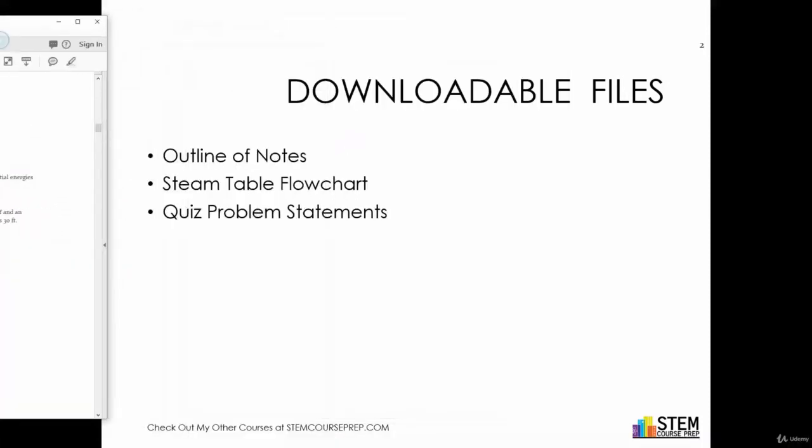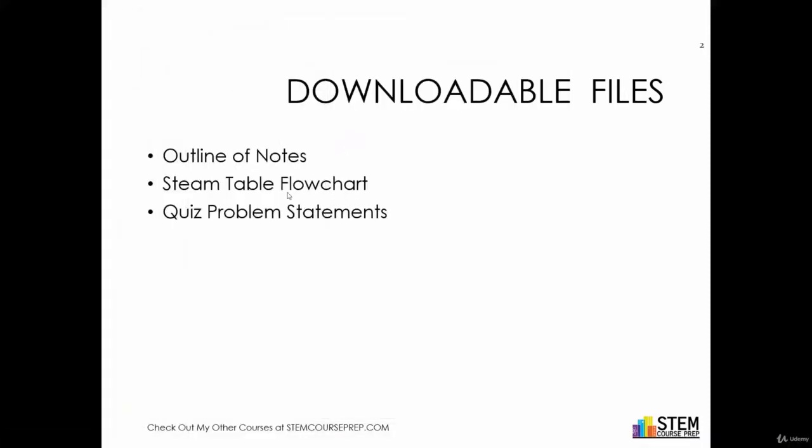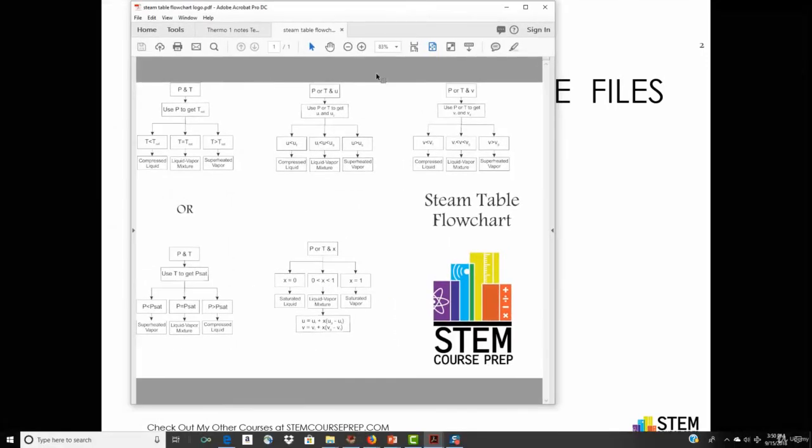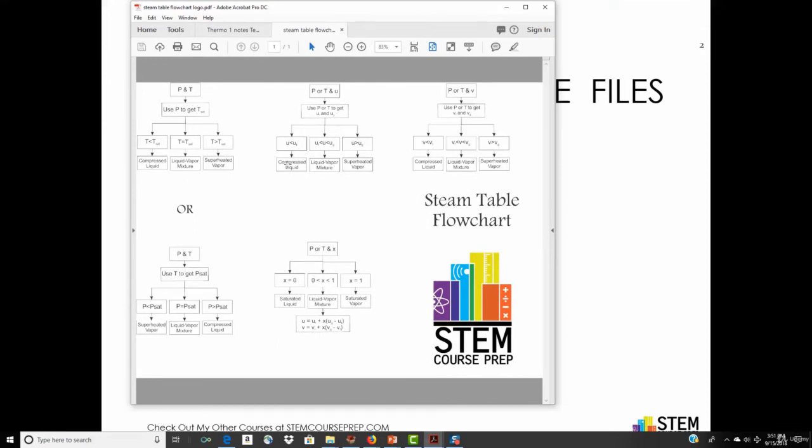All right, let's see what else we got. Next is going to be the steam table flowchart. So let's pull that over here. All right, so here is the steam table flowchart. Okay, so this is what it looks like. You'll want to download this for chapter 3.